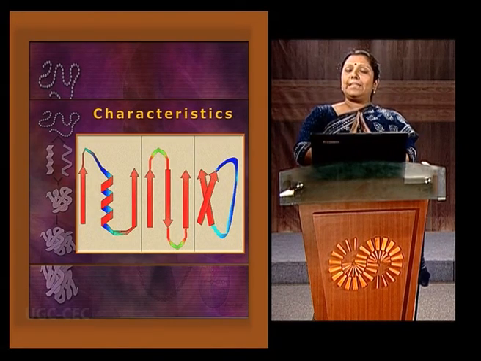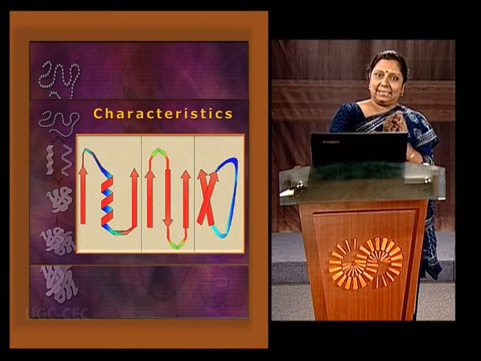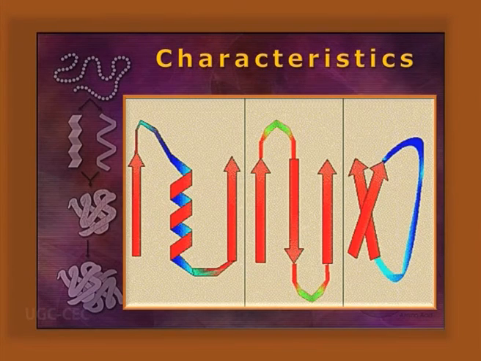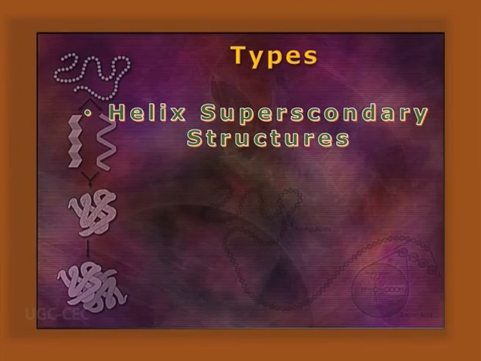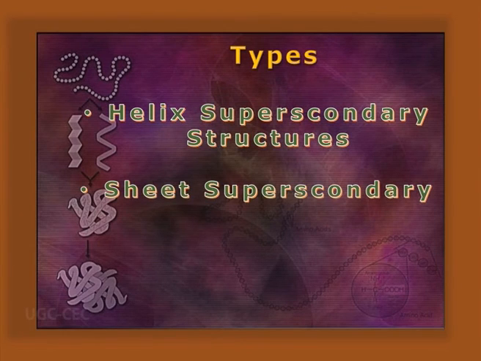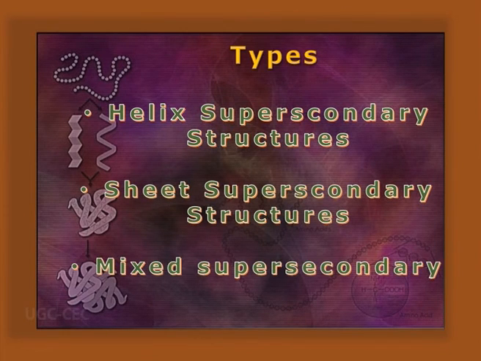Characteristics. So, if we think the secondary structure is a unit like alpha helix and beta sheet, then two units will be described as supersecondary structure. So, it is the arrangement or assembly of secondary structure in 2D or 3-dimensional space. Types involved. It includes helix supersecondary structure, sheet supersecondary structure as well as mixed supersecondary structure.